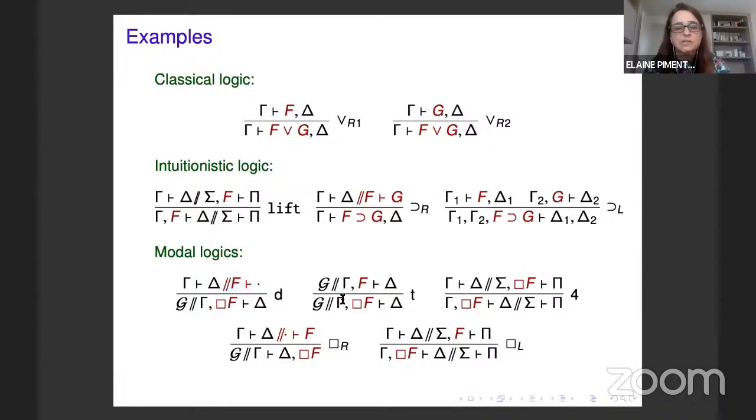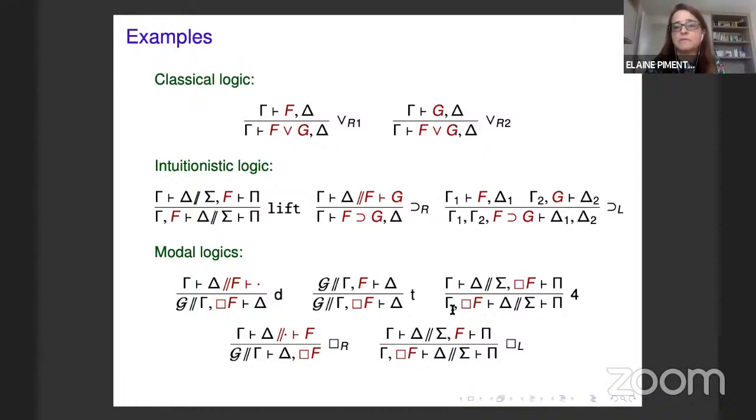T is dereliction, it's the same. If you have a box formula, you just copy it without the box. I should have copied, but lack of space, I didn't. And four is the persistent left box. So you can upgrade the box formula and you keep the box formula, so it's persistent.